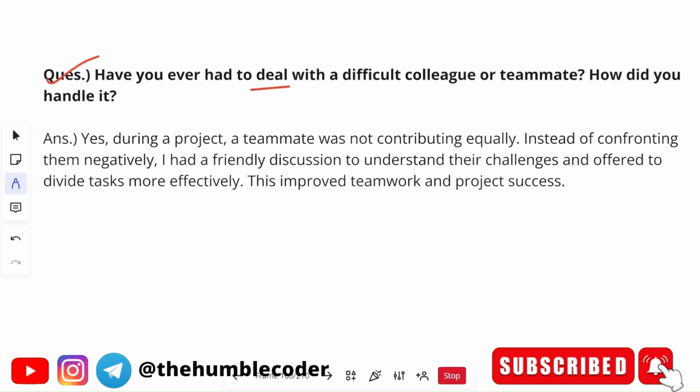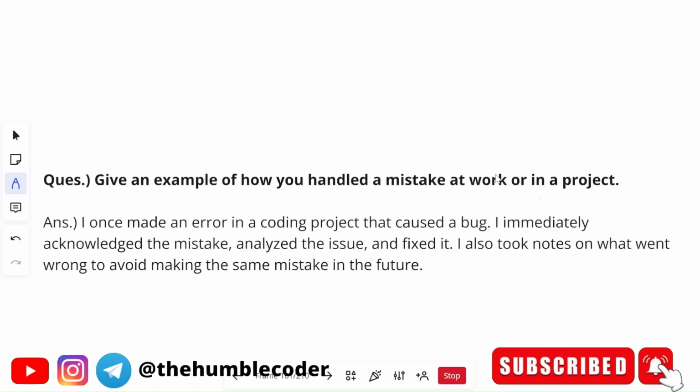Have you ever had to deal with a difficult colleague or a teammate? How did you handle it? So the answer for this can be: yes, during a project, a teammate was not contributing equally. Instead of confronting them negatively, I had a friendly discussion to understand their challenges and offered to divide tasks more effectively. This improved teamwork and project success. Let's move on to the next question.